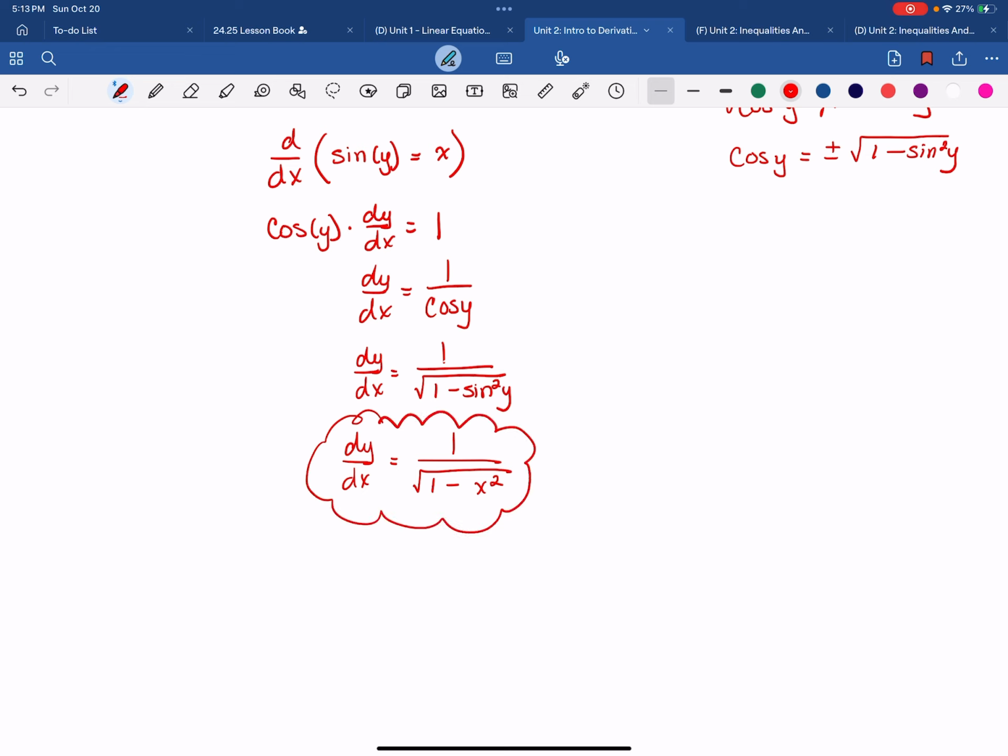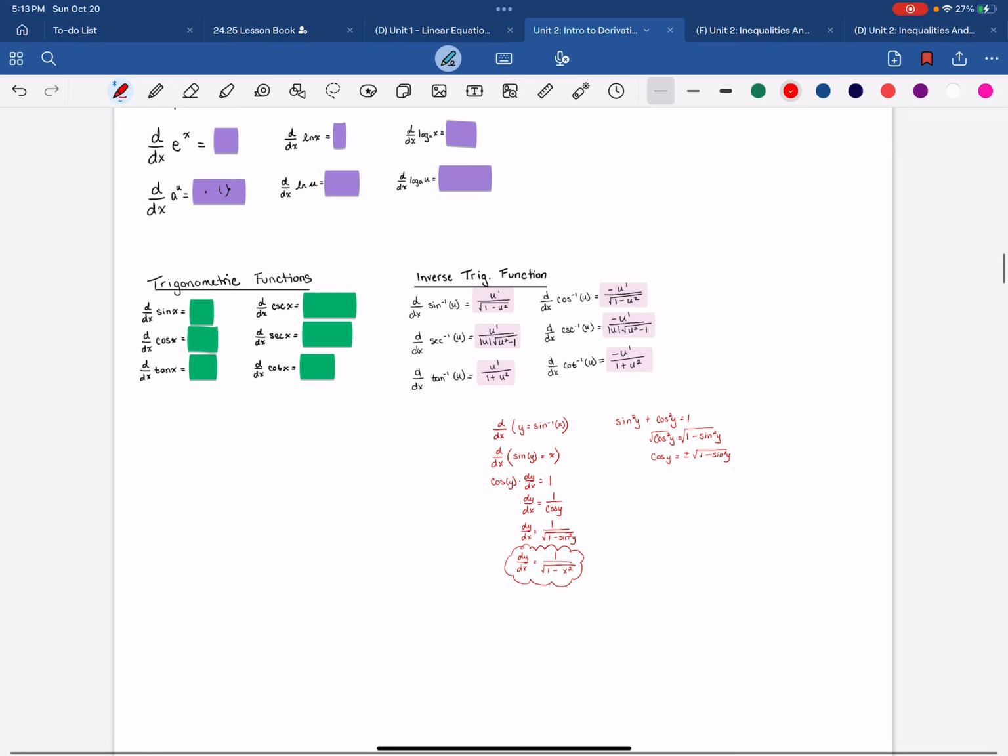However, if we're using our chain rule, we would then multiply this by the derivative of that inside function with respect to x, which is where that u prime and u squared are coming into play. All right, so let's go ahead and take a look at some of these examples.